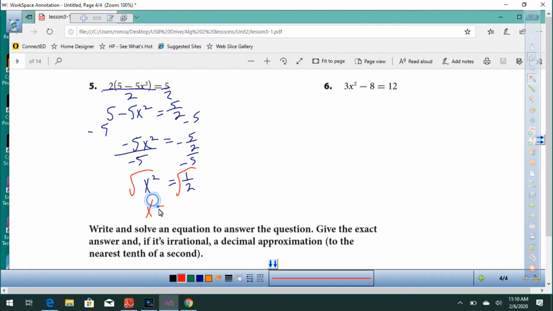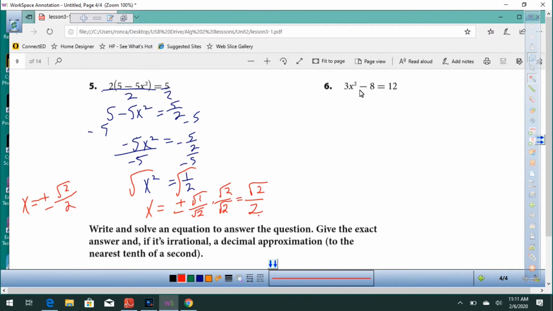Now let's take the square root of both sides. And that gives us x equals plus or minus the square root of 1 over the square root of 2. Now we're not allowed to have a radical in the denominator. So we're going to multiply the top and the bottom. This is called rationalizing the denominator. And that's going to give us the square root of 2. 1 times 2 is 2. And the square root of 2 times the square root of 2 is the square root of 4. Well, the square root of 4 is the same thing as 2. Okay? So x equals plus or minus the square root of 2 over 2.